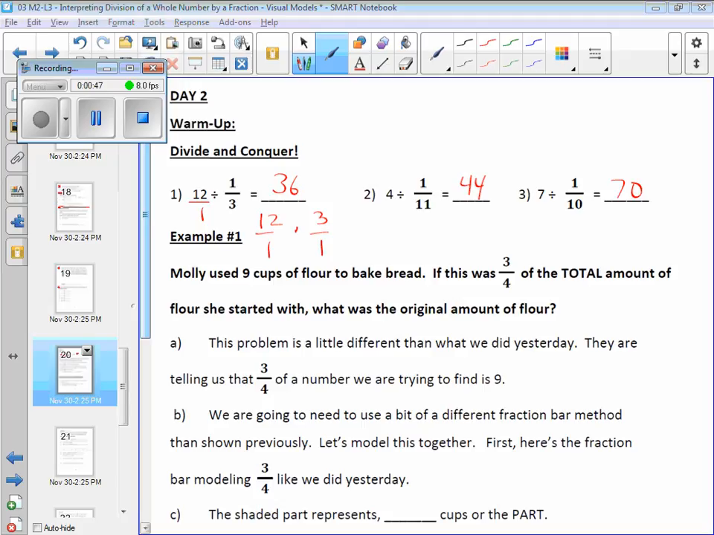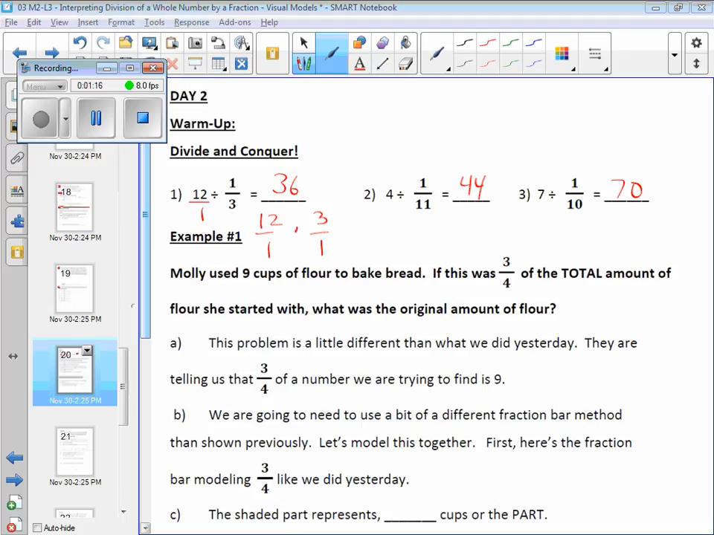All right, new type of problem. Molly uses 9 cups of flour to bake bread. If this was 3/4 of the total amount of flour she started with, what was the original amount of flour? Let me read it again. She's baking bread. She's already used 9 cups, and that's 3/4 of the total.